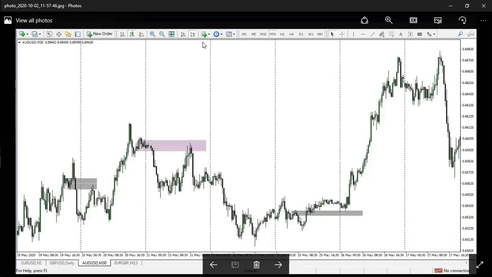This is another breaker, a textbook breaker. But what is the problem with this breaker? What is the problem? It's a breaker to the upside and to the downside. It's a breaker to the upside and probably a mitigation block to the downside.